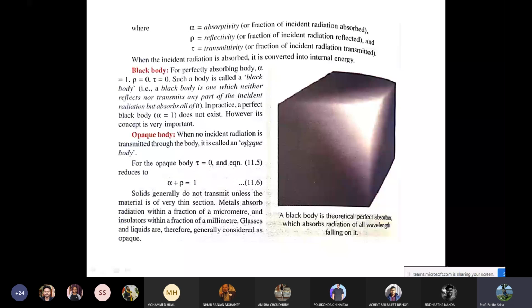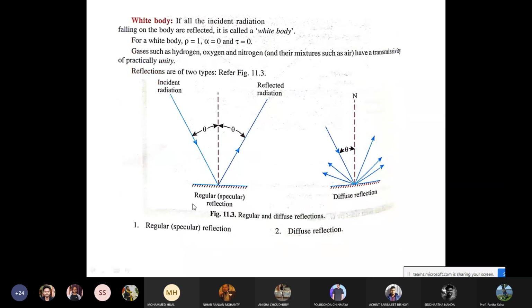When no incident radiation is transmitted through the body, it is called an opaque body. So the incident radiation is either going to be absorbed or reflected back. For an opaque body, tau will be 0, so alpha plus rho will be 1. Solids generally do not transmit unless the material is a very thin section. Metals generally absorb radiation within a fraction of a micrometer, and insulators within a fraction of a millimeter. Glasses and liquids are therefore generally considered opaque.